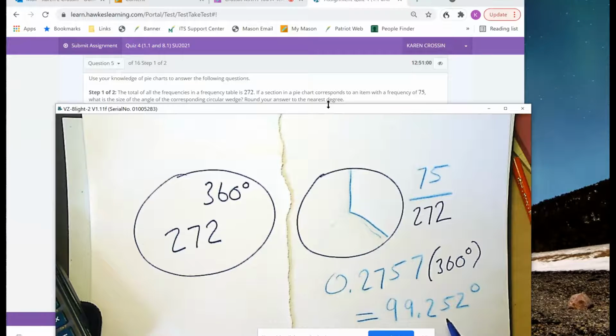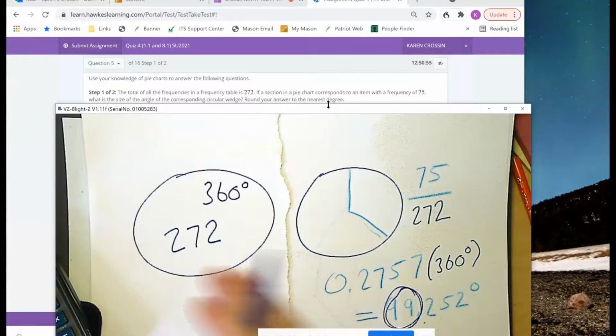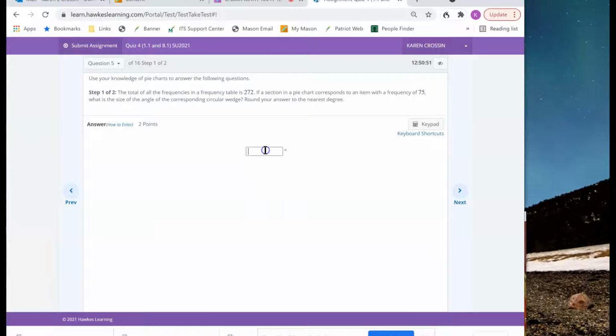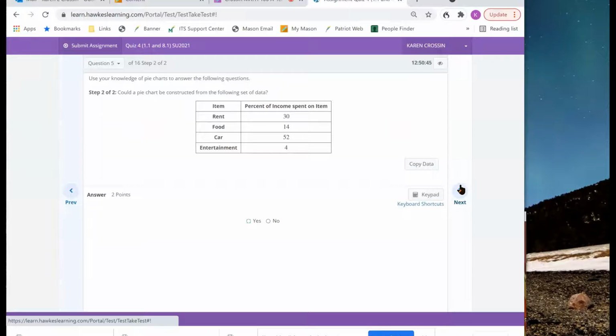Wouldn't degree just be 99? Yeah, because it's a 2, so it doesn't go up. It just stays 99. So we're going to stick that in there. Boom. 99. And they already have the little degree symbol. So next. Okay. All right.